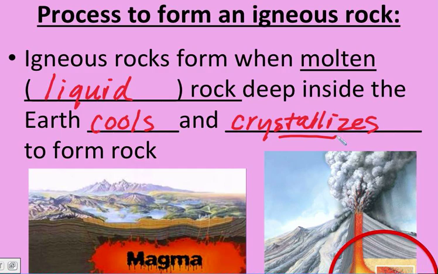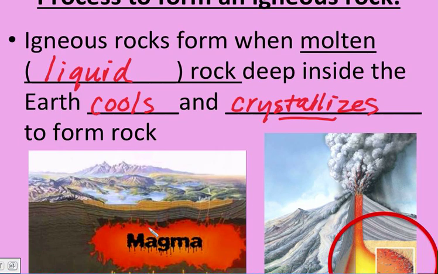Crystals form to make the rock happen, and we see that happening down here underneath the earth. Here's a picture of a few little crystals growing as that magma starts to cool. So we've got this molten liquid rock deep inside the earth. Once it cools and crystallizes and becomes a solid, that's when it really becomes that igneous rock. So that's one way that an igneous rock can form.